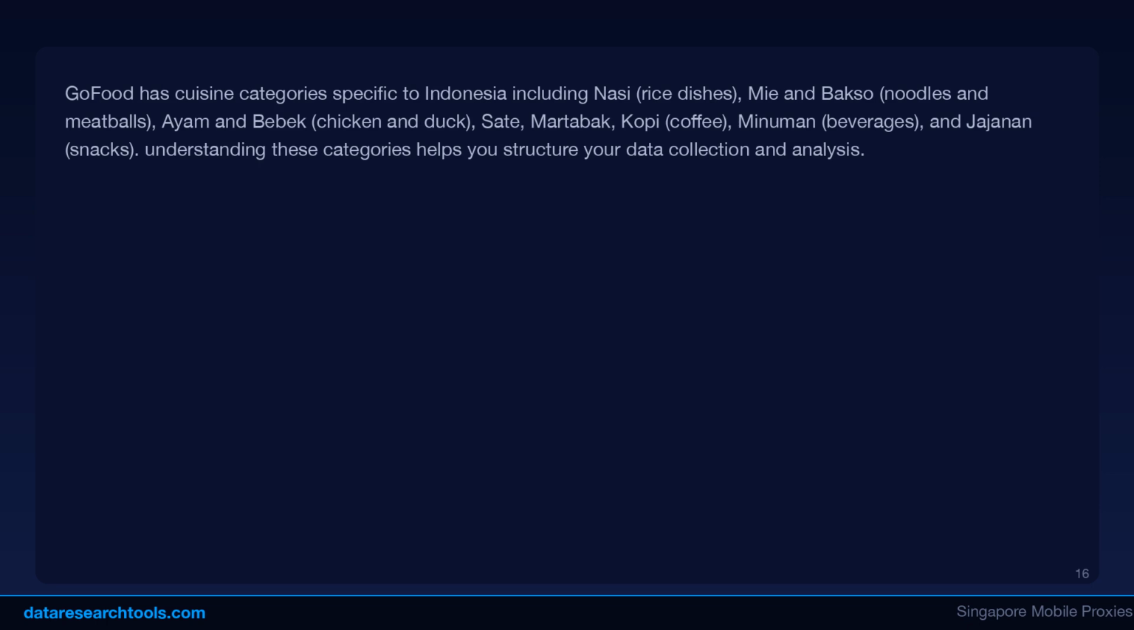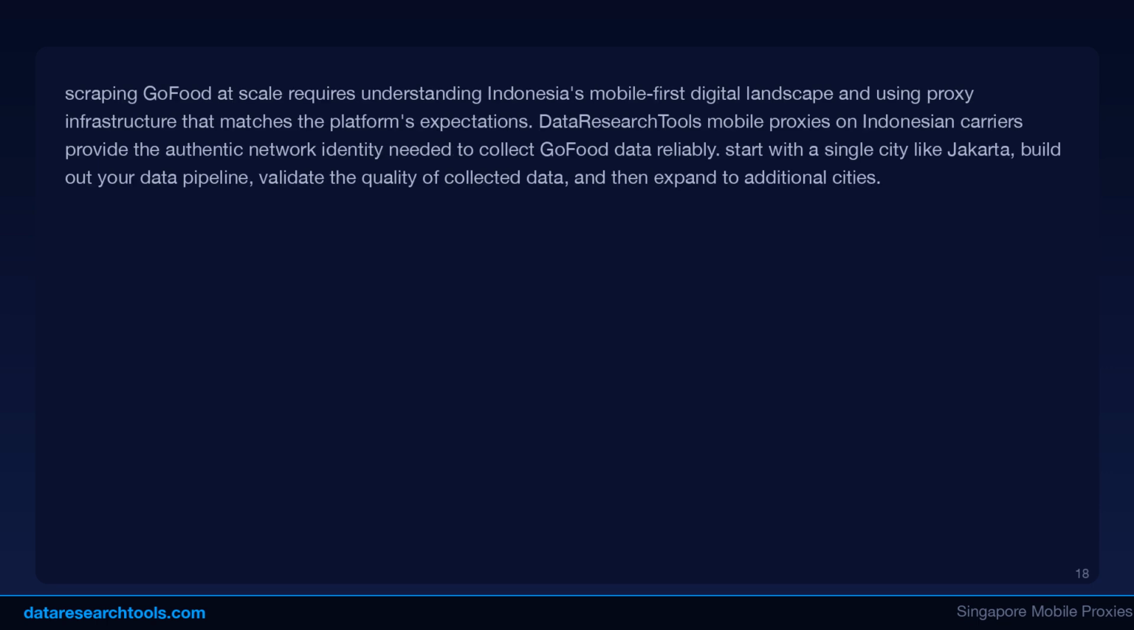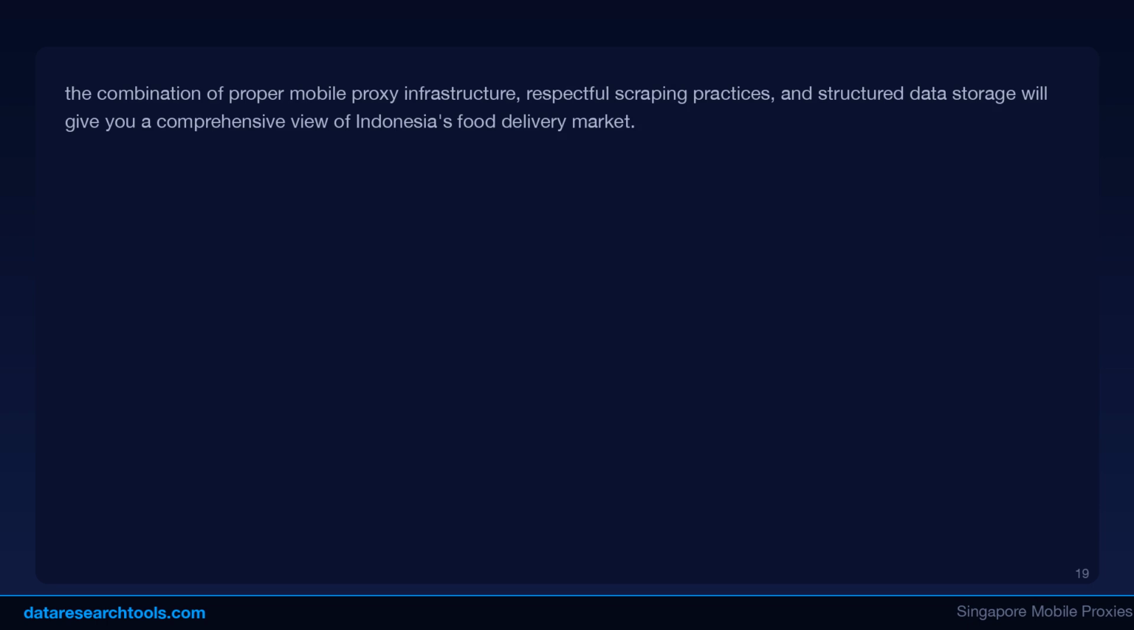GoFood has cuisine categories specific to Indonesia, including nasi, rice dishes, mie and bakso, noodles and meatballs, ayam and bebek, chicken and duck, sate, martabak, kopi, minuman, beverages, and jajanan, snacks. Understanding these categories helps you structure your data collection and analysis. GoFood occasionally updates its API structure, so build your scraper to detect endpoint changes and fall back to alternatives gracefully. Sessions also expire periodically, so implement automatic session refresh by catching authentication errors and re-authenticating before retrying the failed request.